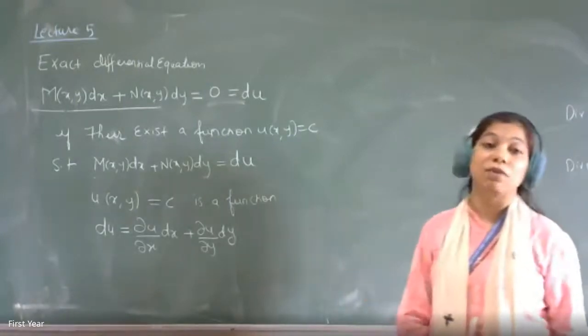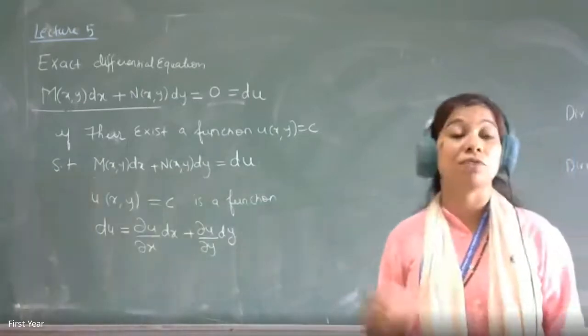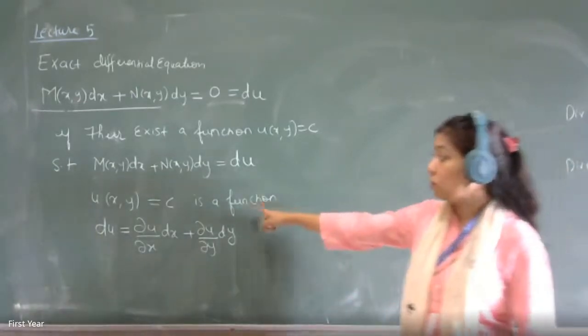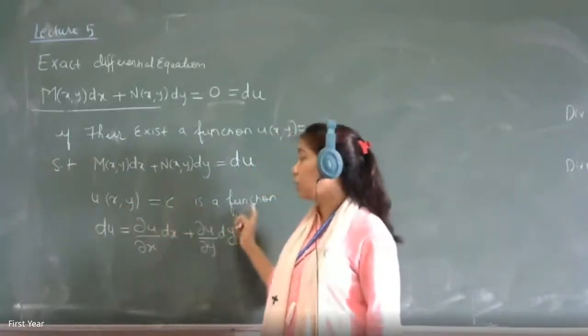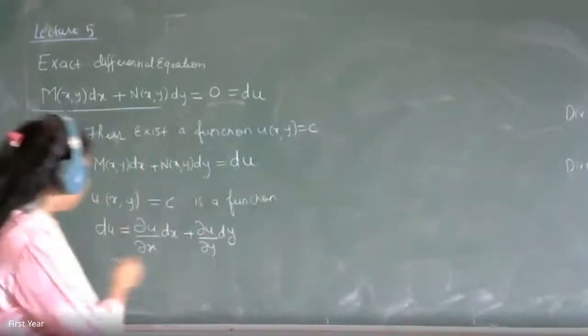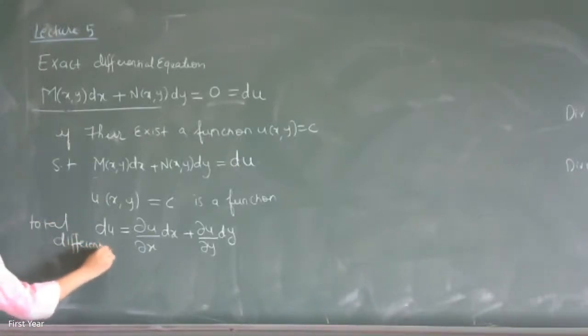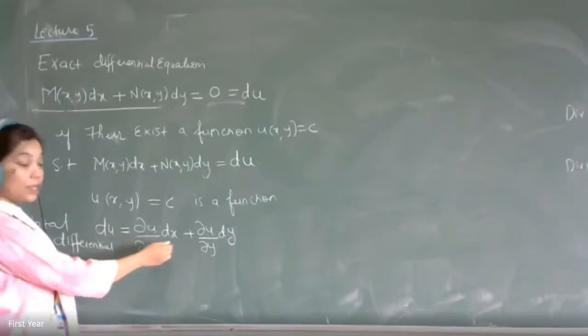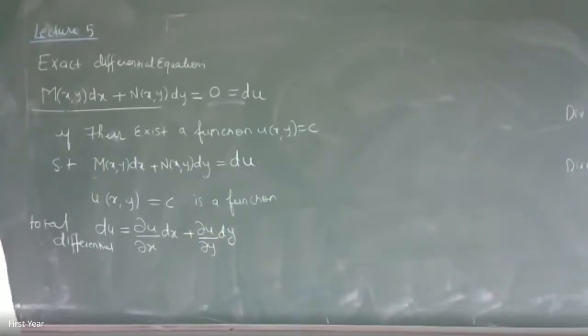Right now, we are solving the preliminary methods of first order, first degree differential equations. So students, if u(x,y) equals c is a function, then the total differential of u is nothing but del u by del x dx plus del u by del y dy. Okay, up till this everyone, is it clear?